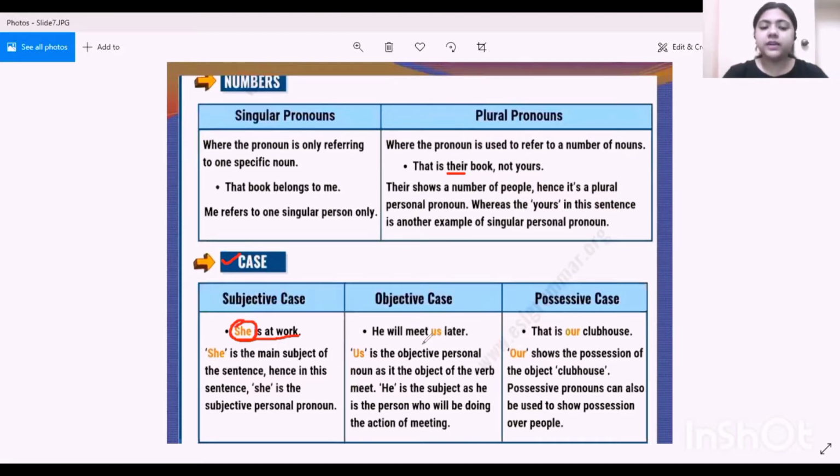Objective case, when the pronoun is used in place of an object. What is an object? The object is that on which the work has been performed, right? So, he will meet us later. So the work has been performed on what? On us. That is why it is an object, and us is a pronoun. So that is why it is an objective case of a pronoun. That is our clubhouse. So this is showing possession, that the clubhouse belongs to us. So our is the possessive case.